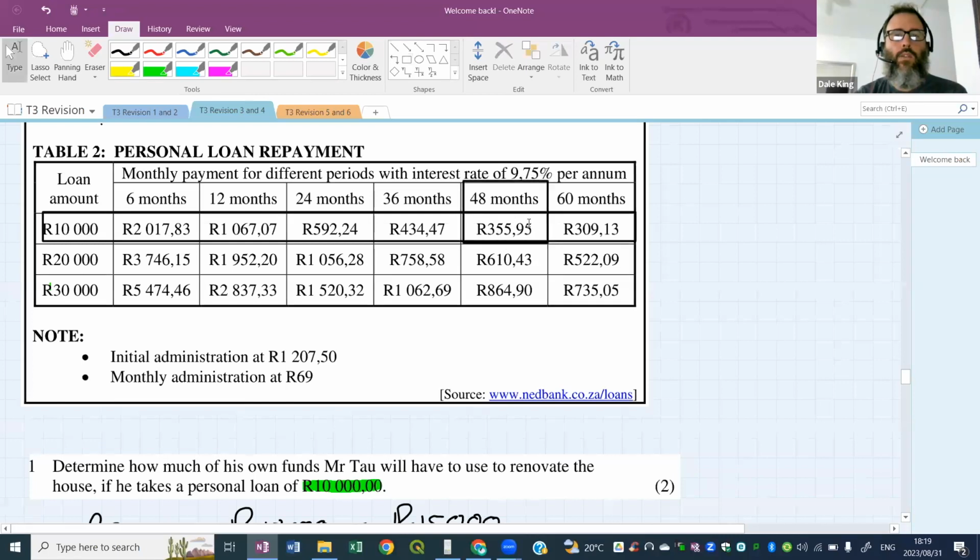So this value that we need to look at is 355 Rand and 95. Okay, so that's his monthly payment and he pays it over 4 years, which is 48 months. And we mustn't forget that he has an initial admin fee and also he has to pay a monthly administration fee of 69 Rand. Okay, who's going to tell me how to do this one?